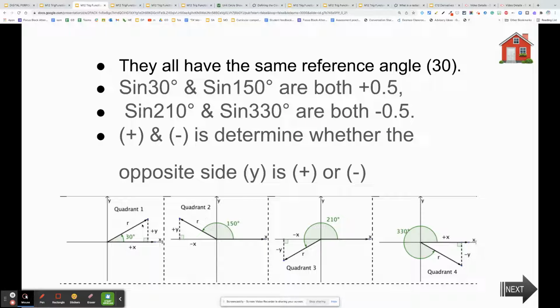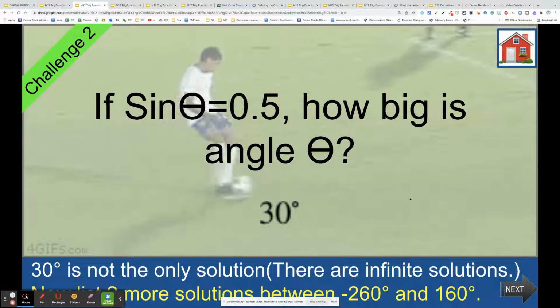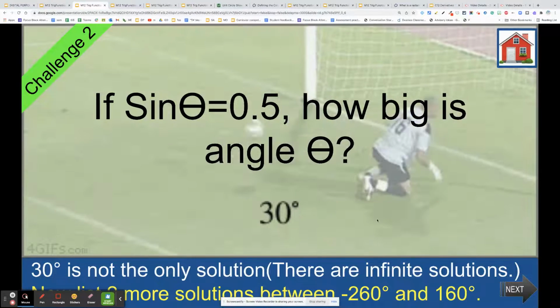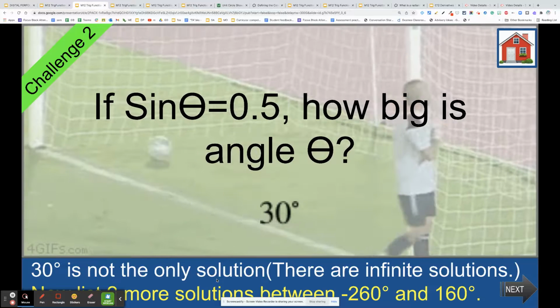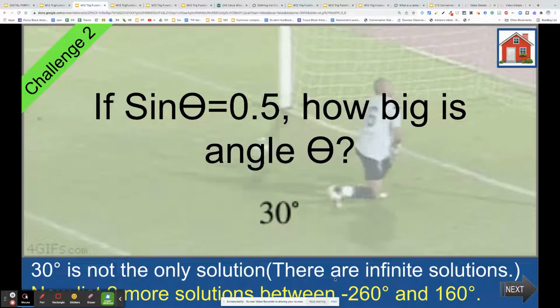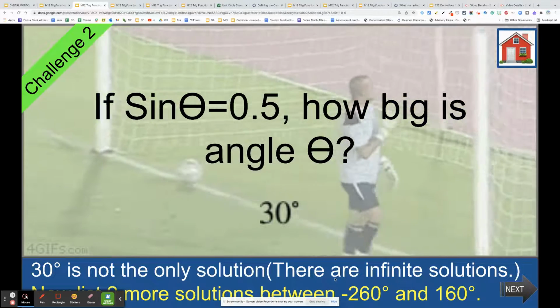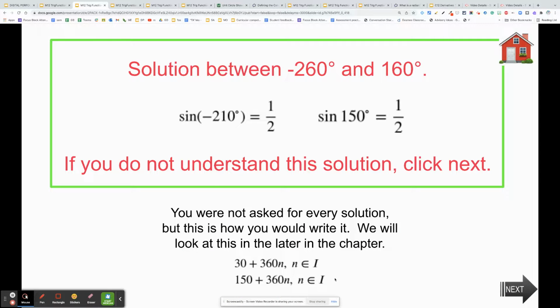Sometimes it's positive in quadrants 1 and 2, and sometimes it's negative in quadrants 3 and 4. So the best answer would be infinite solutions. The two solutions that we'll be able to find throughout this section would be negative 210 and 150 degrees. We'll explain later in the class how we get that. This question was designed to let you know that you might not know everything you thought you knew.